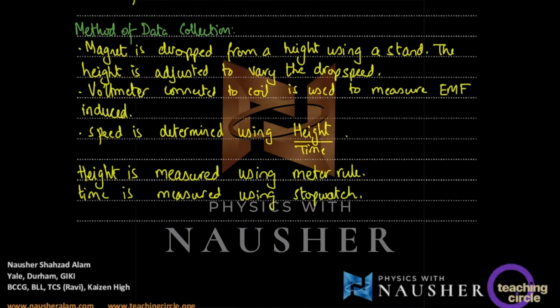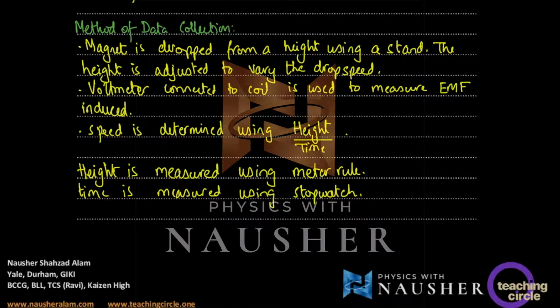Now, the method of data collection is how you will perform the experiment. So the first thing is they check whether you have made a very well labeled diagram, and the answer to that is yes. Then you explain how you will do the experiment. Magnet is dropped from a height using a stand. The height is adjusted to vary the drop speed. Voltmeter connected to the coil is used to measure EMF induced. Speed is determined using height over time. Height is measured using a meter rule. And time is measured using the stopwatch.